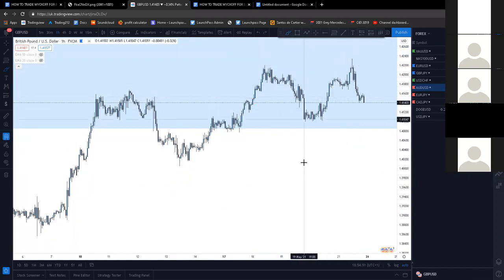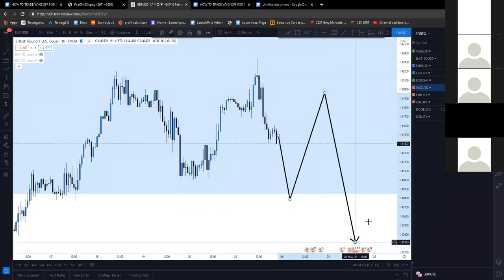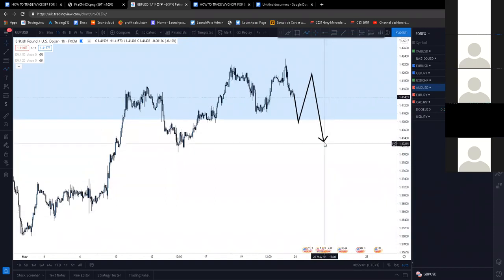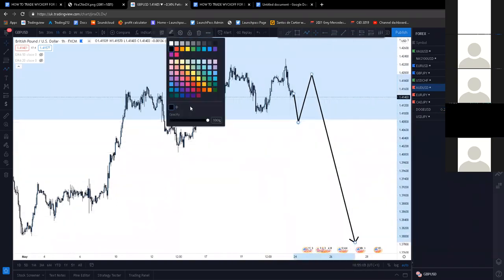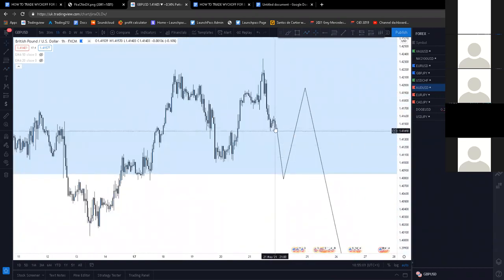So now what I'm expecting is a nice sell off from that UTAD, taking out equal lows below here, pushing back up and then going down lower. So this is what I'm expecting on GU. Let's just make this a little bit less thick. So here we go. There you go. This is what I'm expecting on GU.